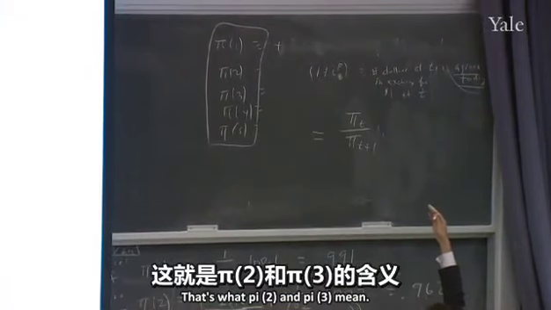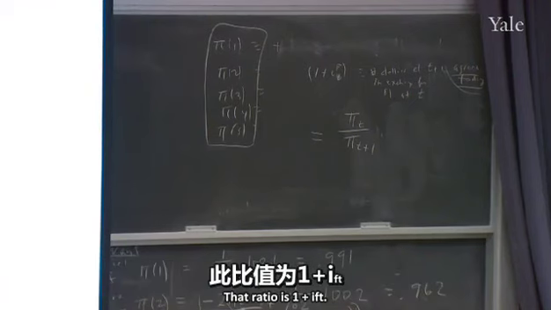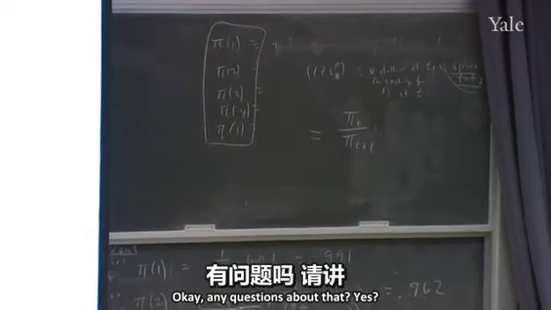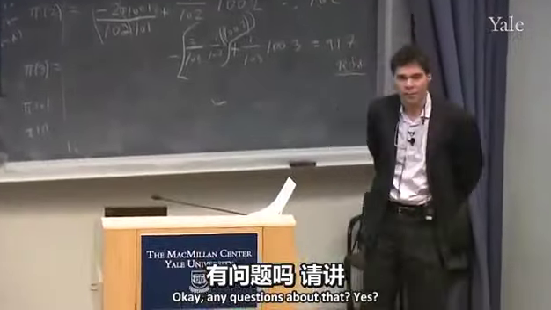That's what pi 2 and pi 3 mean. And if you express it as an interest rate, it's 1 plus the forward interest rate at that ratio is 1 plus IFT. Okay, now, why is this? Any questions about that?